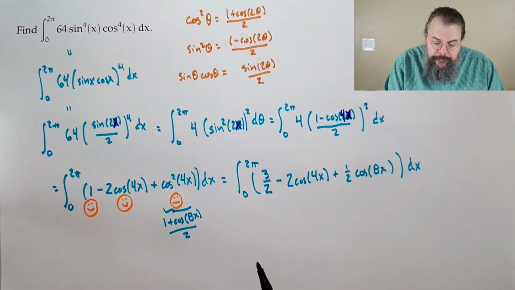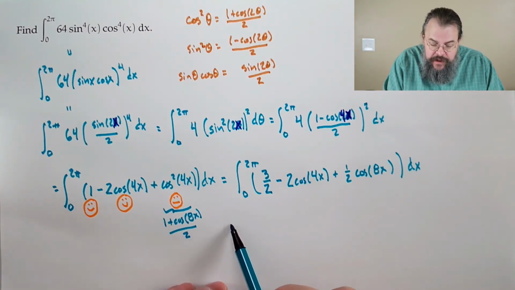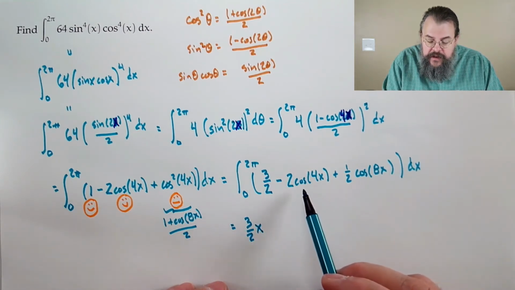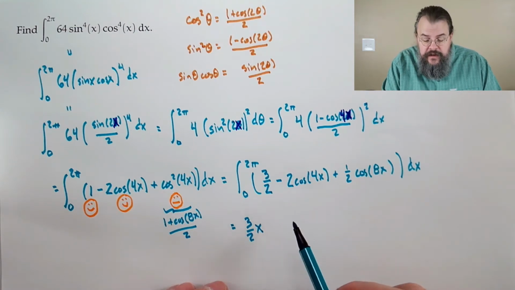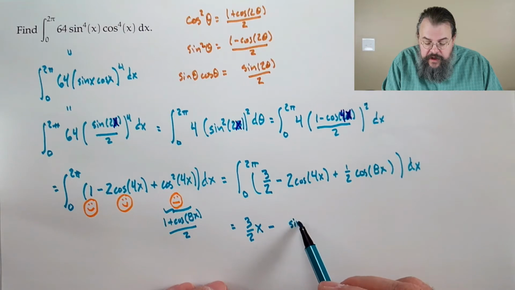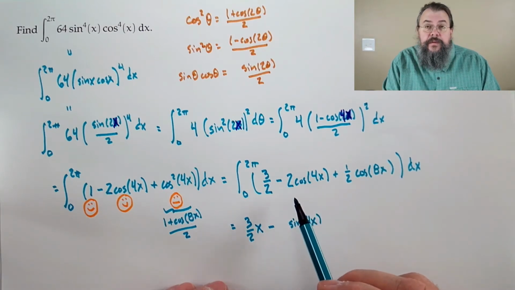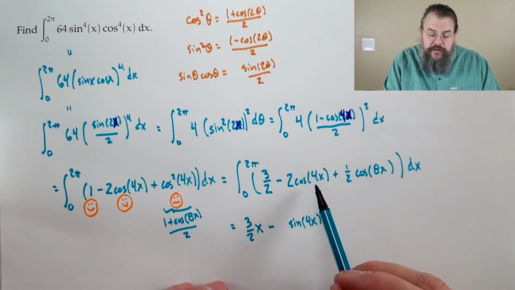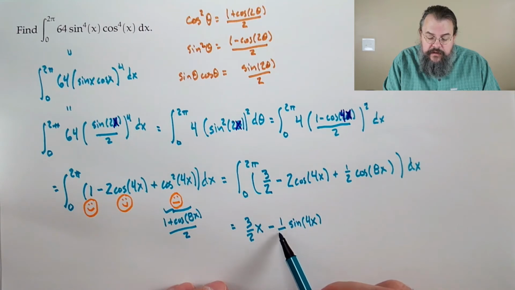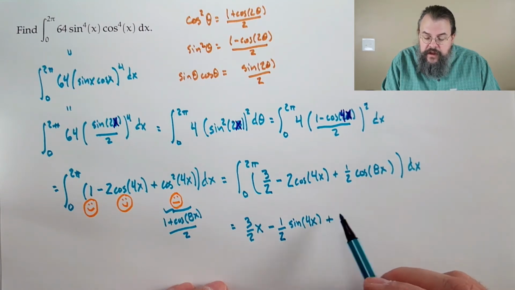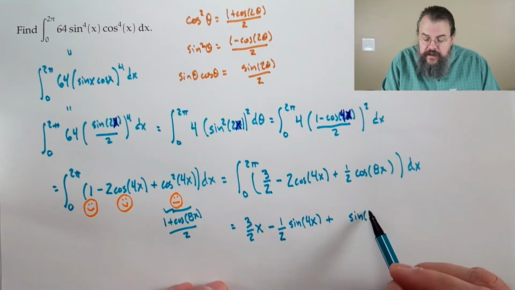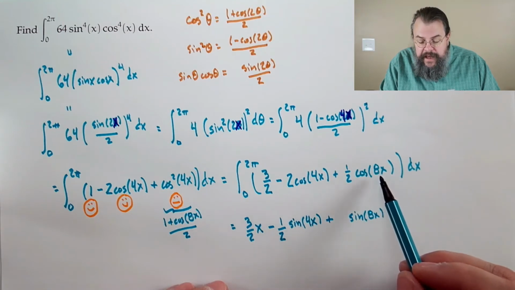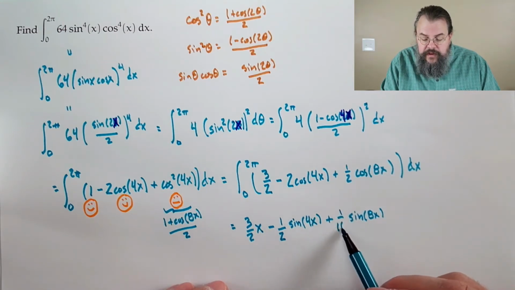Perfect. So, what do we end up with? Well, we end up with 3 halves x from the first term. Here, the integral of cosine is sine, so we're going to have minus sine of 4x, but now we have to think about what goes in front. Well, it's 2. We got to divide by the 4 because of the integration, so 2/4 makes a half. Integral of cosine, again, sine. And now what goes in front? Well, we already have a half, and we need to divide by another 8, so that makes it 1/16.